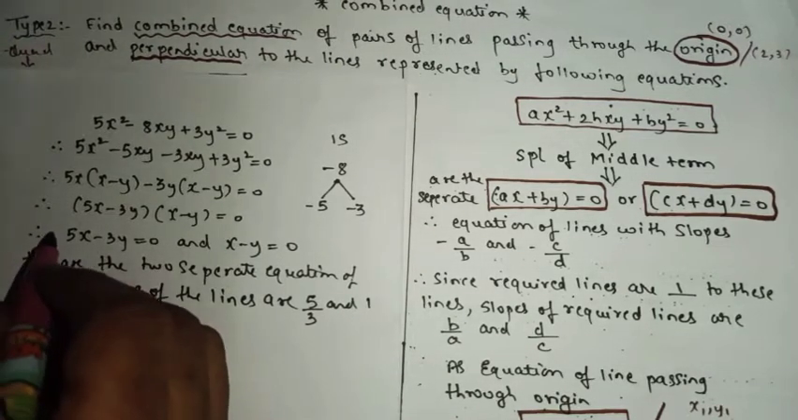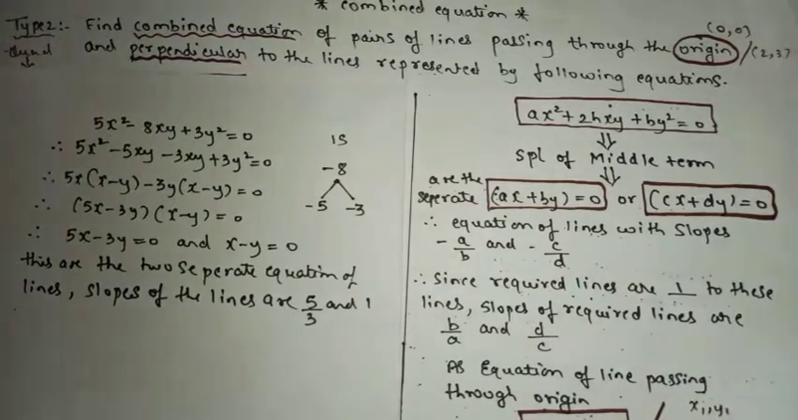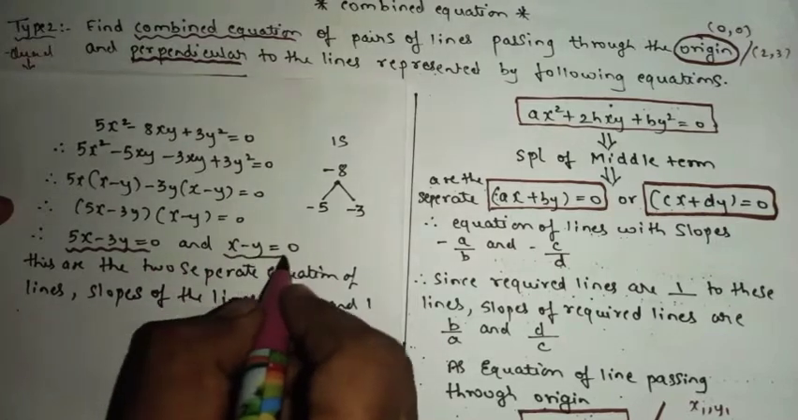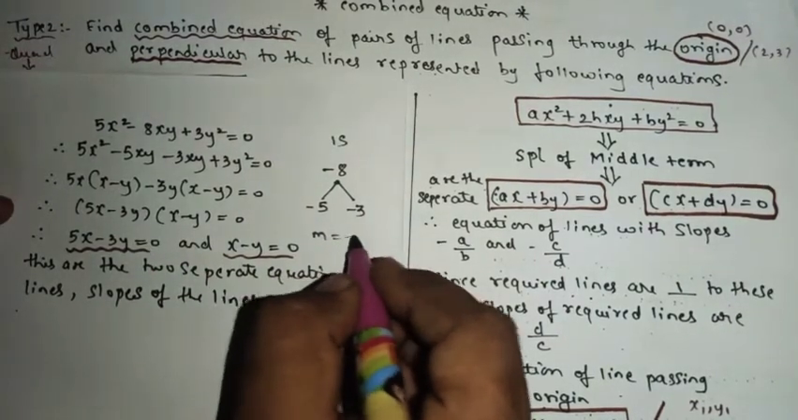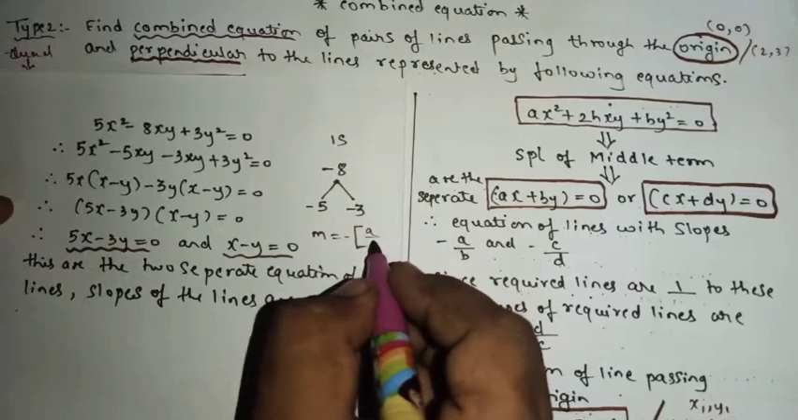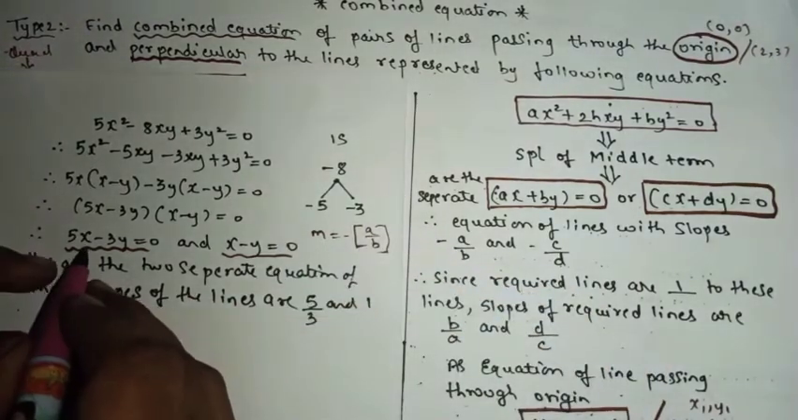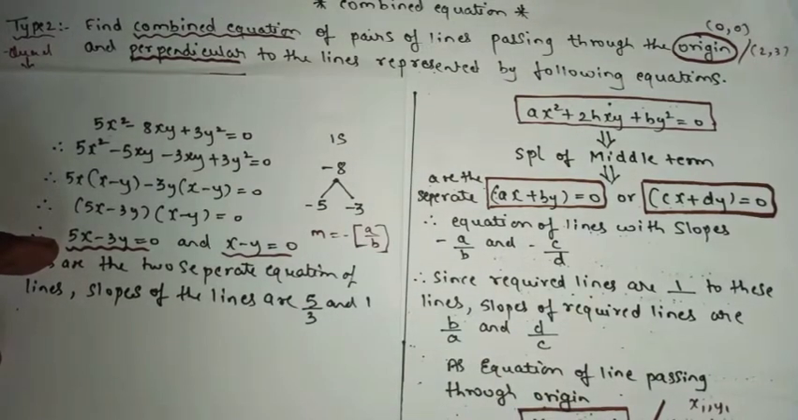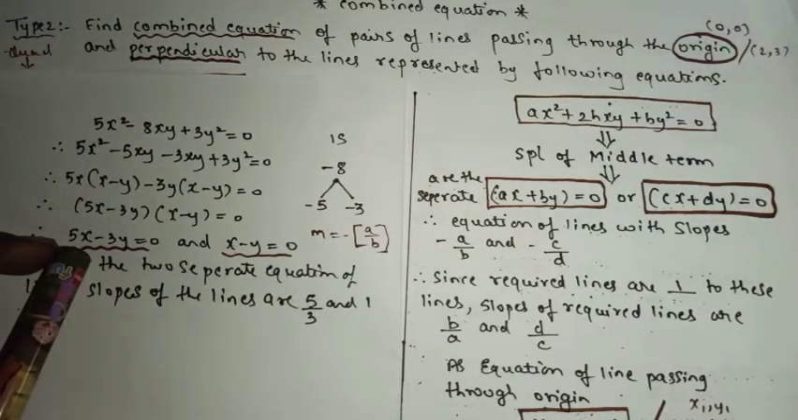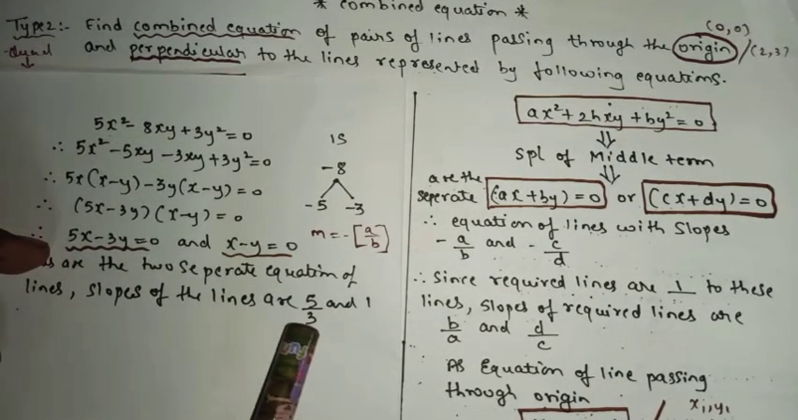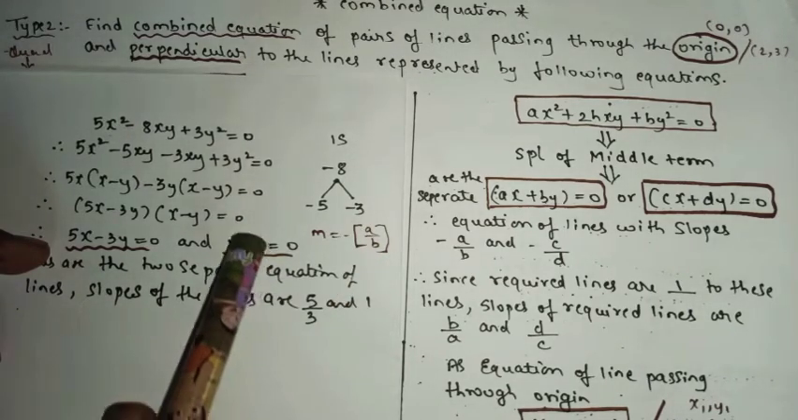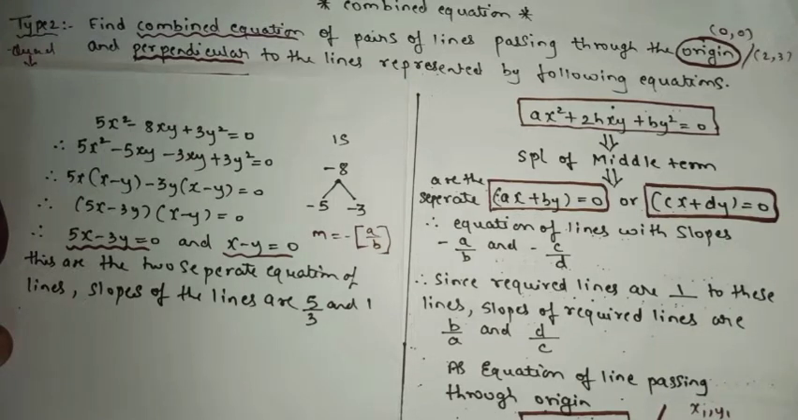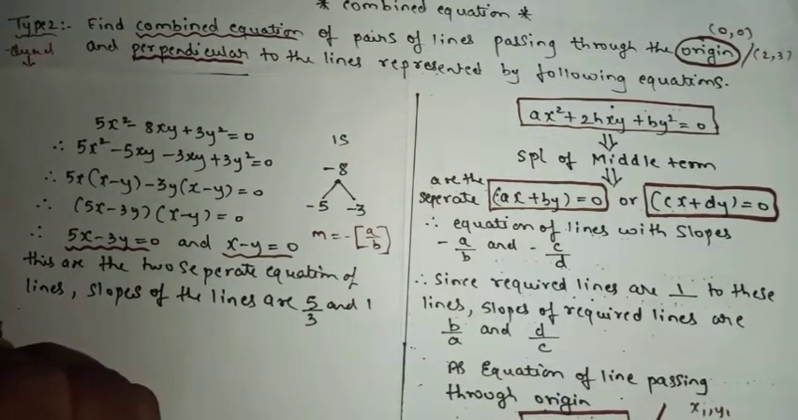Okay, now listen here. For this we'll apply the formula. Now which one? m equal to minus coefficient of x upon coefficient of y. So using the formula, m equal to minus coefficient of x upon y. So for the first line the slope will be what? Using this formula, 5/3, and for the second it will be 1. Got the point? Yes or no? Understood?